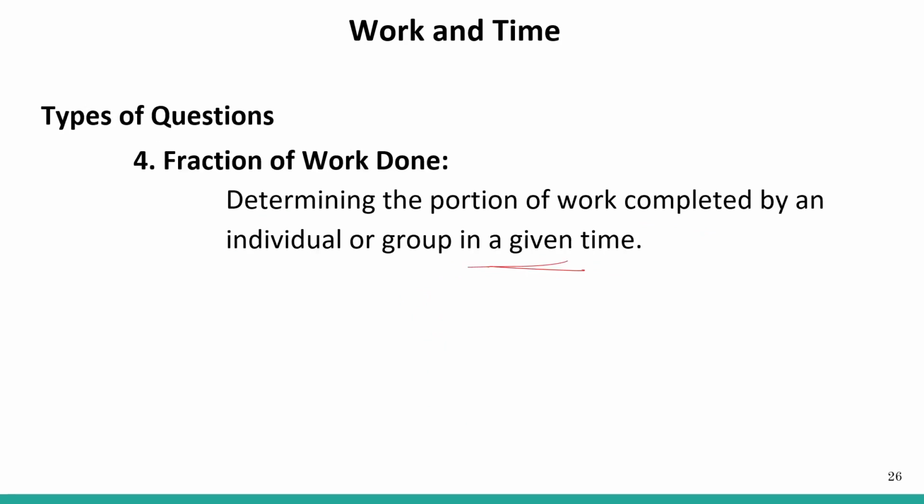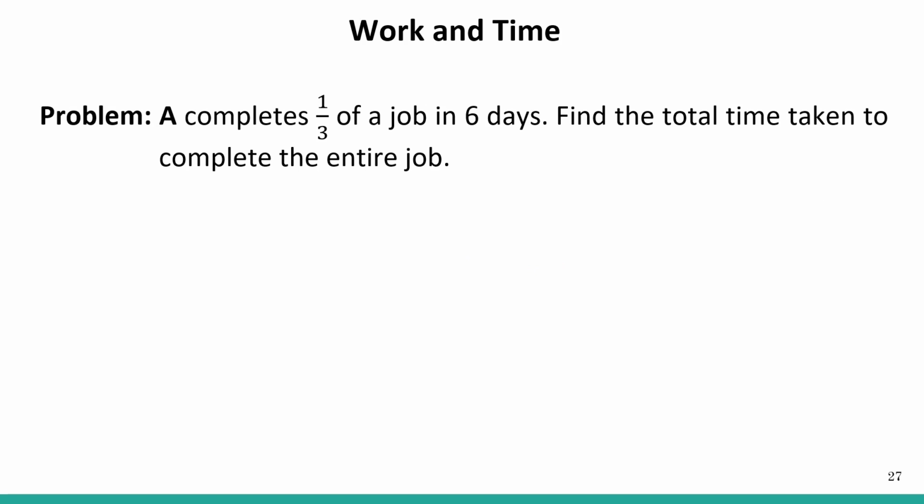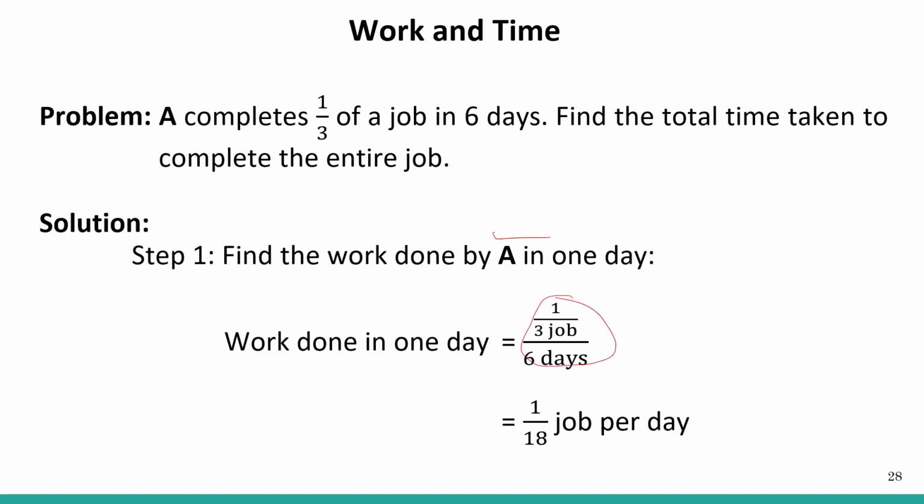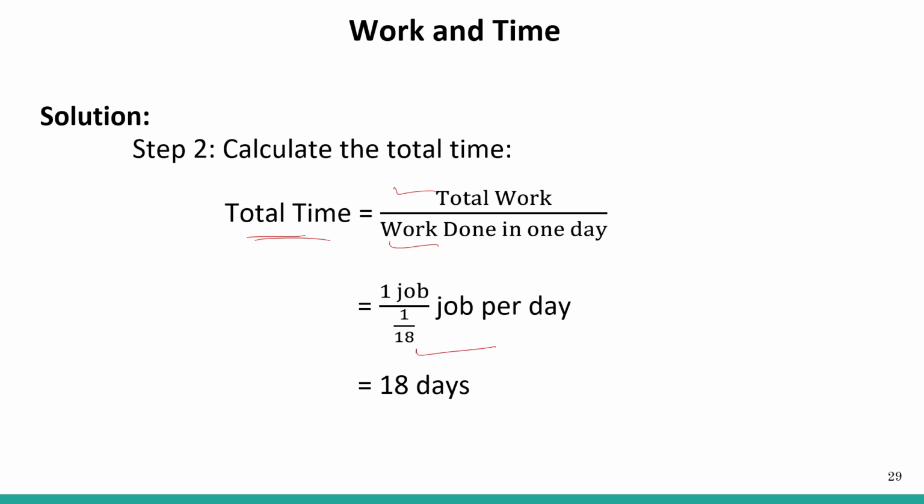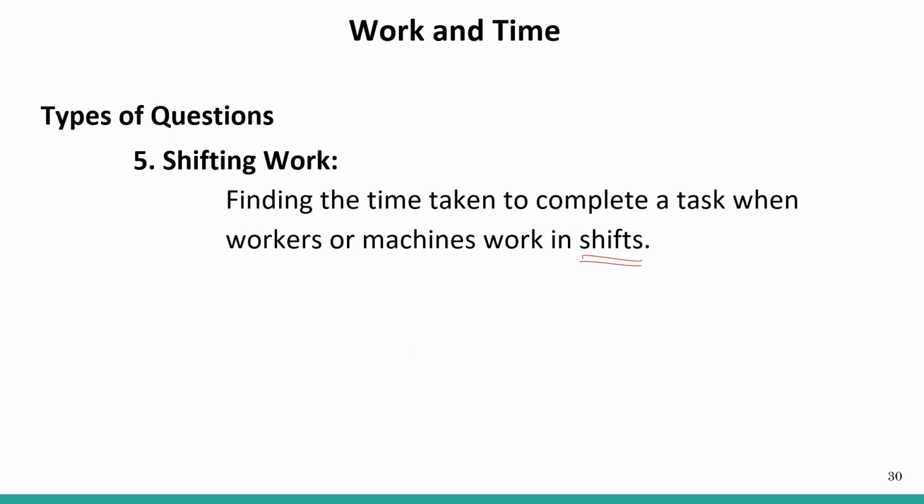So fraction of work done. Determine the portion of work completed by an individual or group in a given time. If A completes 1 by 3rd of a job in 6 days, find the total time taken to complete the entire job. Okay, so it will take 18 days. Step 1: the work done by A in 1 day is 1 by 3 whole by 6, which is equal to 1 by 18 per day. So calculate the total time: total time is equal to total work by work done in 1 day. So 1 job by 1 by 18 is equal to 18 days.